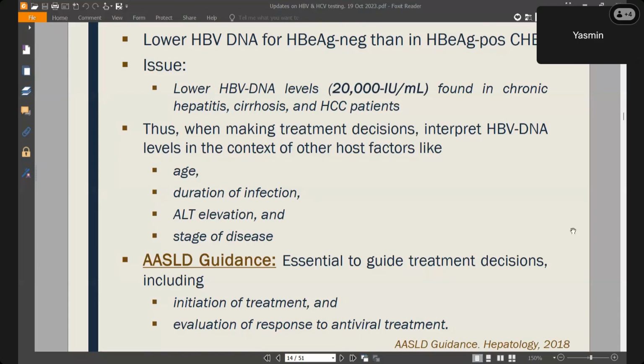Next. The other one is rather interesting. It's about cccDNA. Next slide, please.